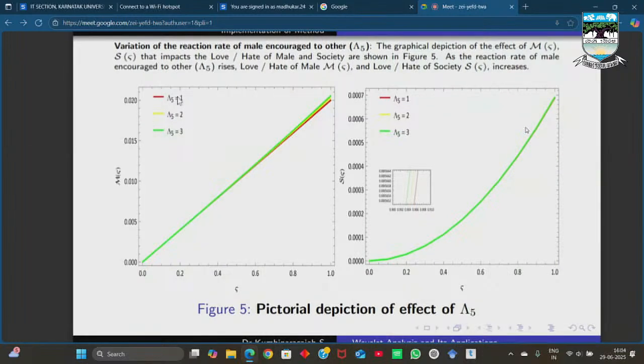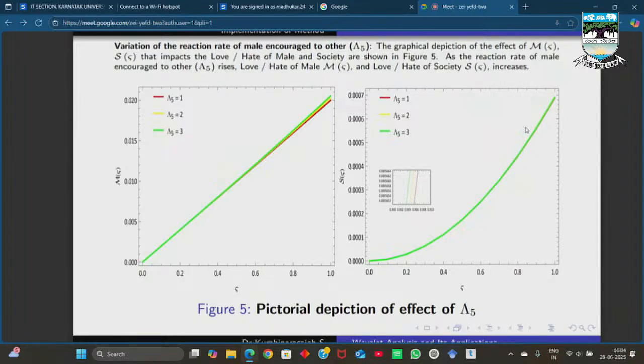So therefore, when delta phi is increased, then obviously here you can see that the love of the male also goes on increasing. When the love of the male goes on increasing, the family will be healthier, with love and affection. Therefore, that respective family will not harm or think badly of the society. So on the society also, the love is going to increase. If you don't harm the society, society also will not harm you.